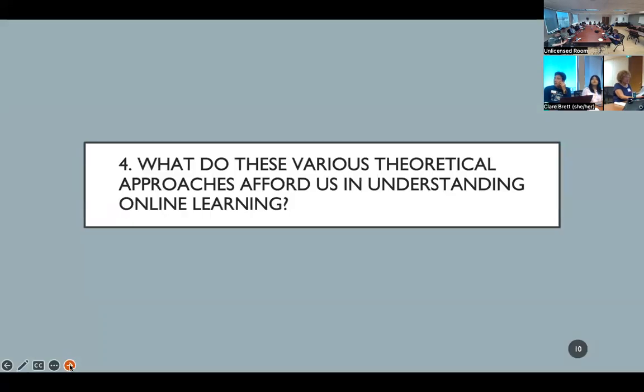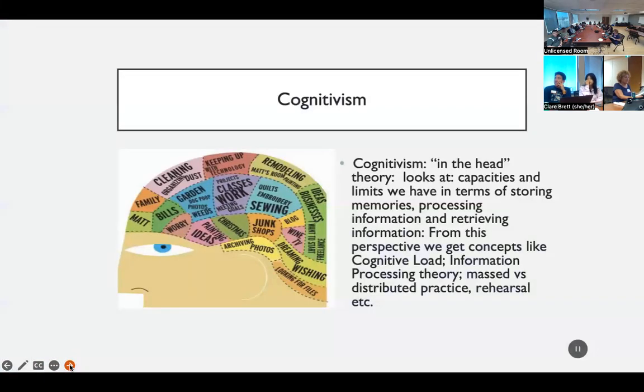So we're going to look now at how these various theoretical approaches give us understanding of all this. So cognitivism. This is the much more in-the-head theory, and it looks at the capacities and limits that we have in storing memories and processing information.